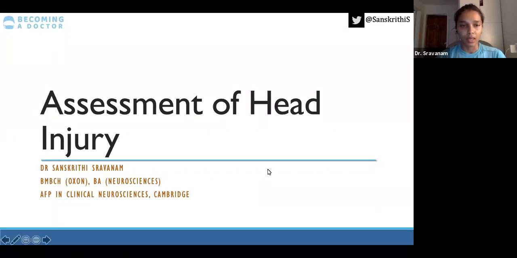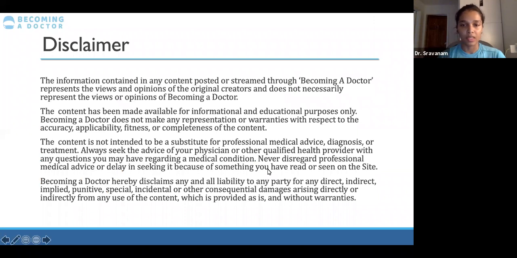Okay, so let's get going. This is a bit of a disclaimer. This is not professional medical advice. This is not the Bible of all assessing of head injury. This is just a scaffold that helped me learn as a medical student. It should all be accurate, but do feel free to check it against all the guidelines out there as well.